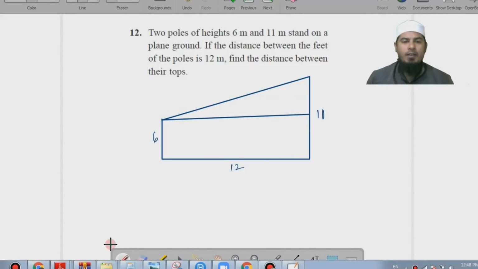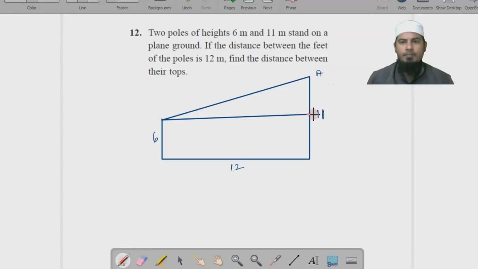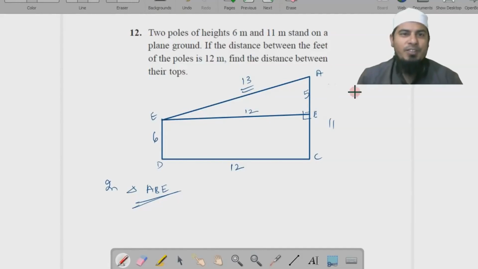If we are giving names here, A, B, C, D, E, and 11 minus 6, it exactly will be 5, and this is 12. If we apply Pythagoras theorem in triangle ABE, you get the answer. Yes, what will the answer be? It will be 13. So the distance between the tops will be 13. Pythagoras theorem: AE square is equal to AB square plus BE square, 5 square plus 12 square. Everybody knows this very simple question.